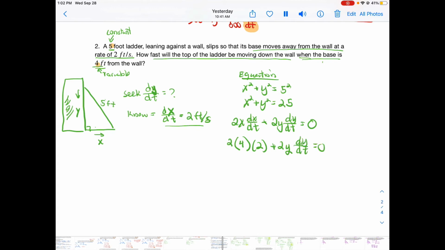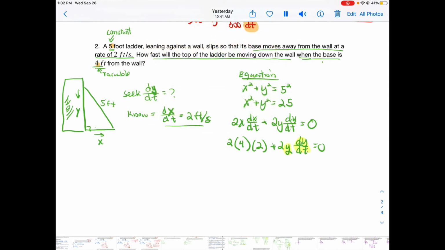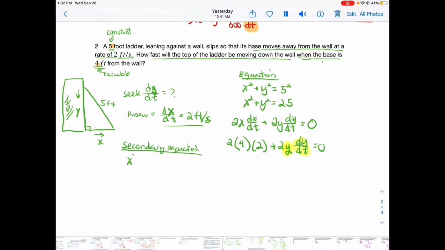Remember I said before, the only variable you should have left at this point is the rate of change you're seeking. And I'm seeking dy/dt, but I have two variables, y and dy/dt. When this occurs, what you do is come up with a secondary equation. So you're going to do an equation that's going to allow you, at this instant in time that we're frozen at, to find y. And so I'm going to go back to my Pythagorean identity of x squared plus y squared equals 5 squared.